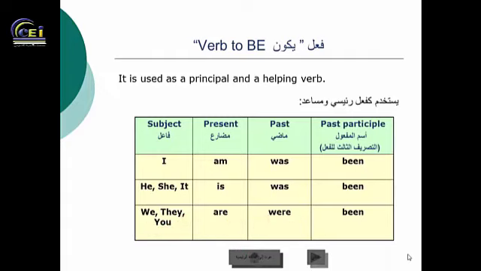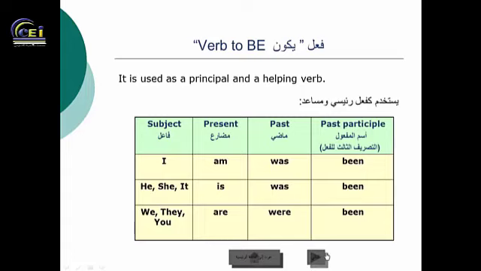We know the past participle: been, the past participle of verb to be. Again, subject pronouns: I, he, she, it, you, they, and we. Verb to be in the present: am, is, are. I am. He, she, it is: he is, she is, it is. We, they, and you are.